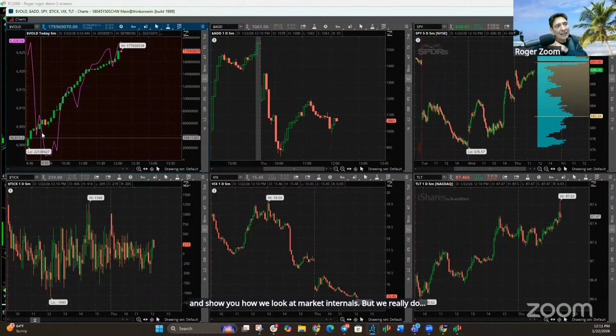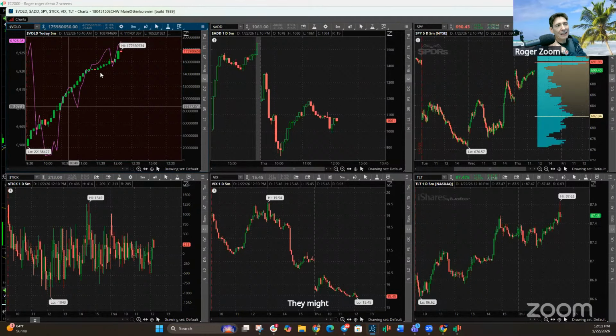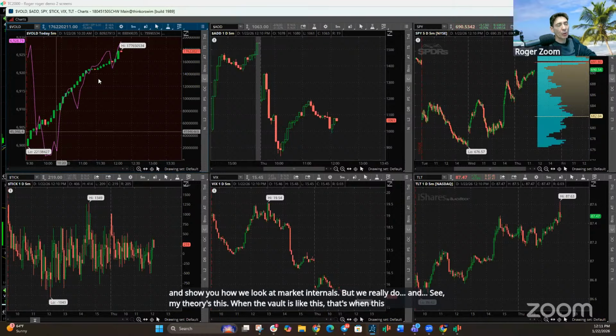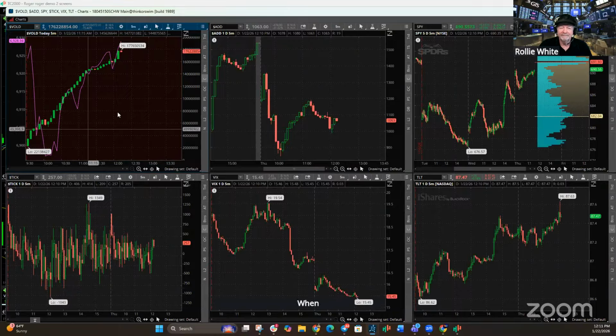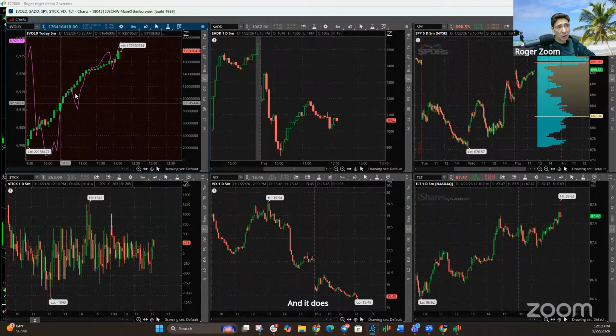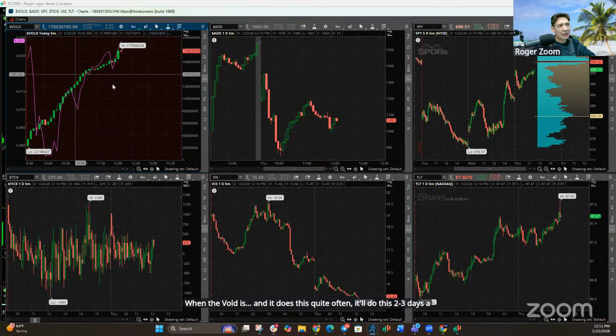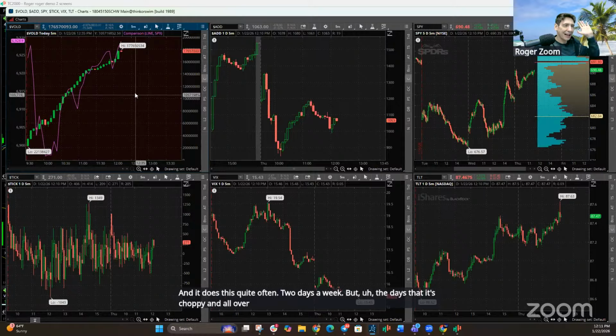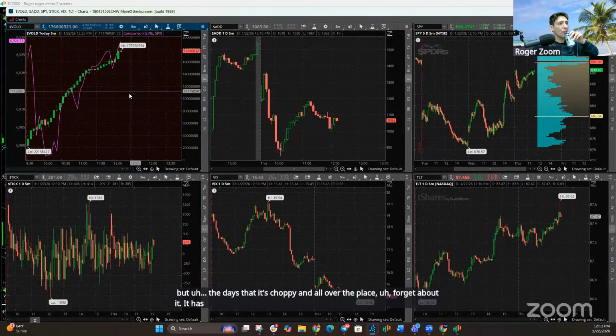And see, my theory is this: when the Volt is like this, that's when this works really, really well. It does this quite often. It'll do this 2-3 days a week. But the days that it's choppy and all over the place, forget about it. It has no value to me.